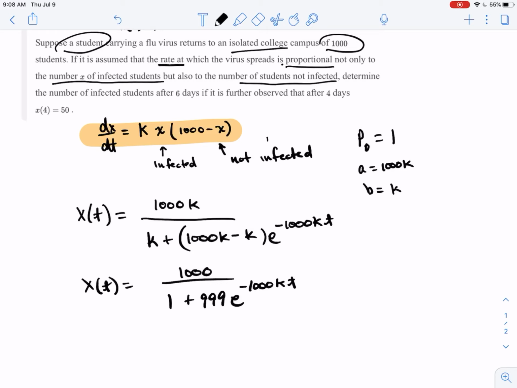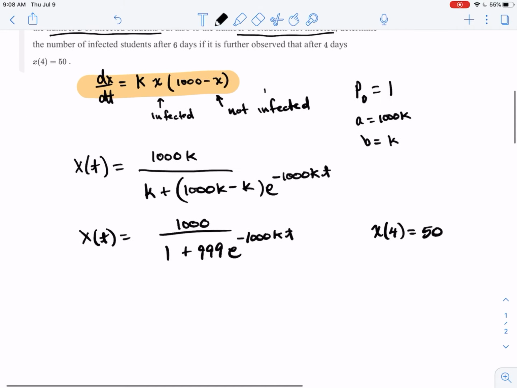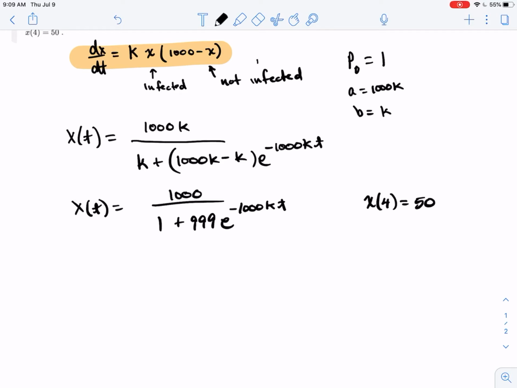Okay, so you have this equation here that we want to use, and that's how you could use what formulas are given to you, okay? Now, we still have to find what K is going to equal. So in order to do that, we want to use what's given. So I want to use the 4th day, there was 50 students infected, okay? So let's solve. So you have 50 equals 1,000 over 1 plus 999 e to the negative 1,000 k times 4.